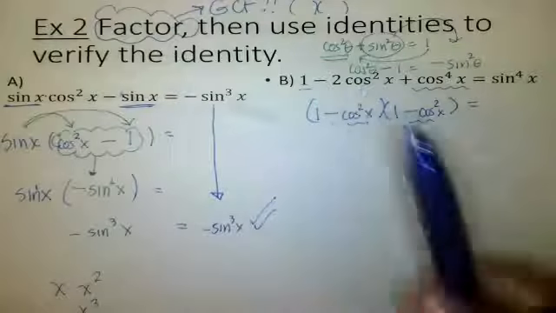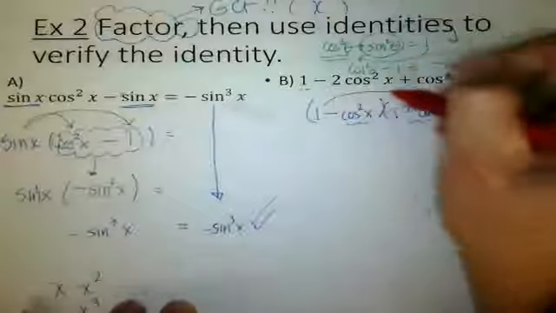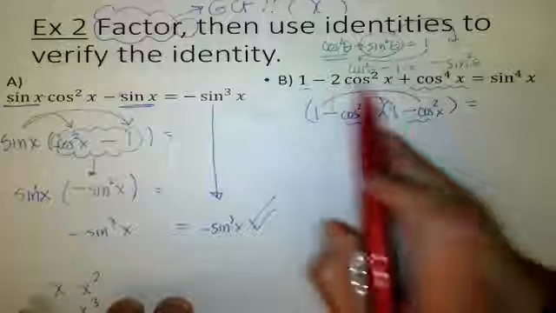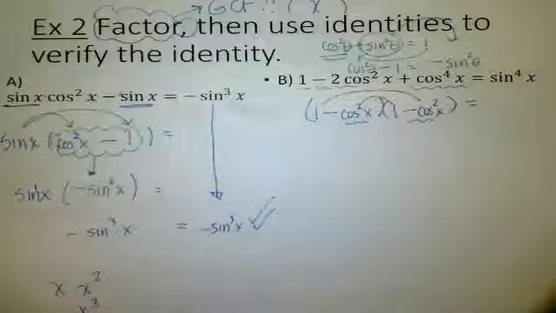How do we get that middle term? The rainbow. Yeah, that rainbow. So negative cosine squared and a negative cosine squared gives us that negative 2. Okay, very, very good.